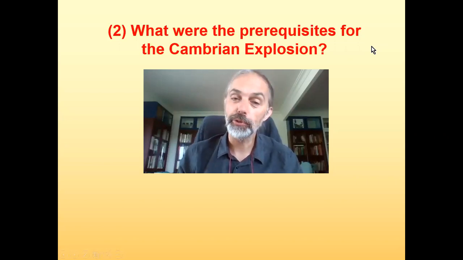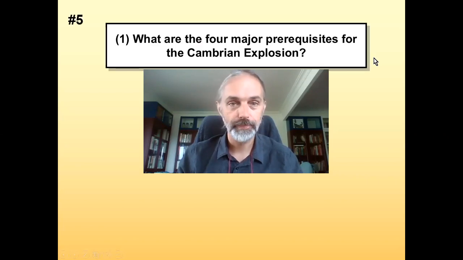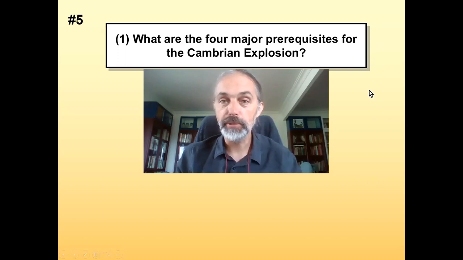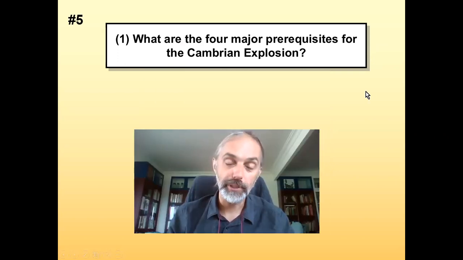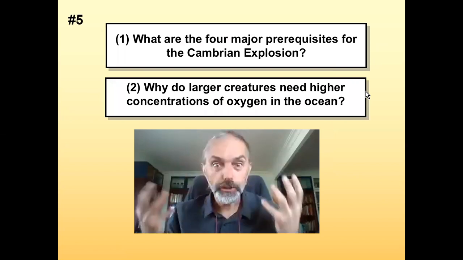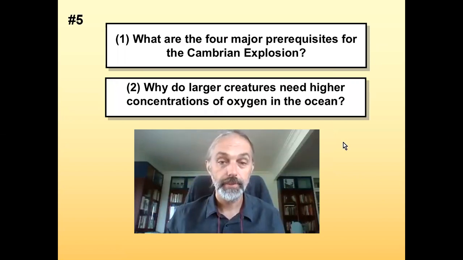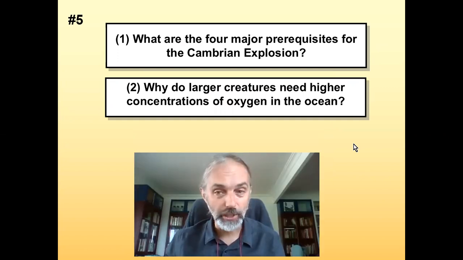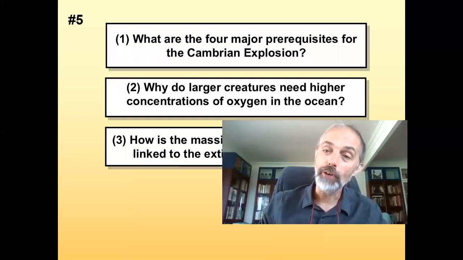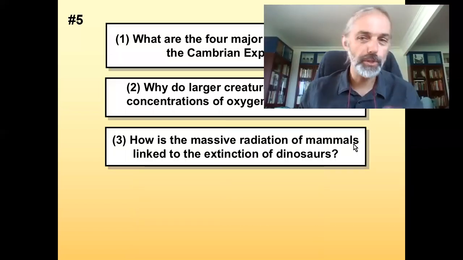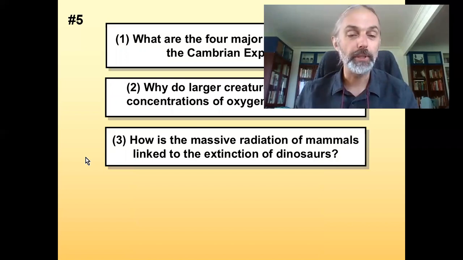I would like you to first write down again a couple of questions. Number one, what are the four major prerequisites? Number two, why do large creatures need more oxygen to breathe than smaller ones? How is the massive radiation of mammals linked to the extinction of dinosaurs? And what has it got to do with the Cambrian explosion?